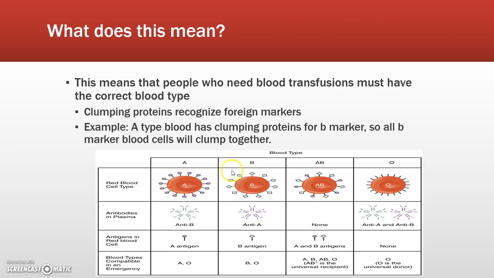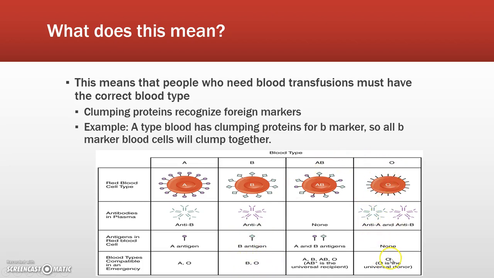So if we look down here, you can see it's my blood type B, and here's my B marker, and they have the anti-A antibody. So these are those clumping proteins we talked about. And then they have the B antigen, and so compatible blood types are B or O.